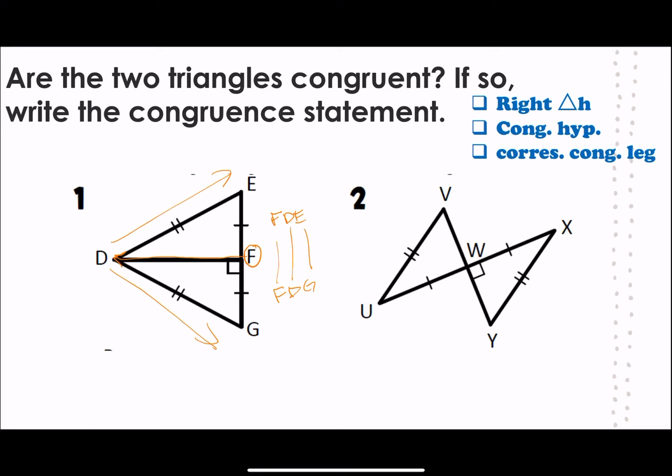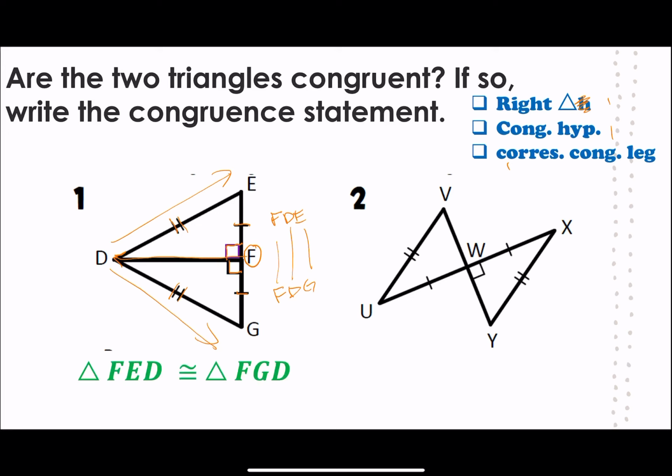All right. Now we know that angle GFD is a right angle. And because it's supplementary, we know that angle EFD will also be a right angle. Now we have both right triangles. All right. We have corresponding congruent legs. So one has this, and they also have congruent hypotenuses. So because it meets all three requirements, we can say yes, these are congruent.